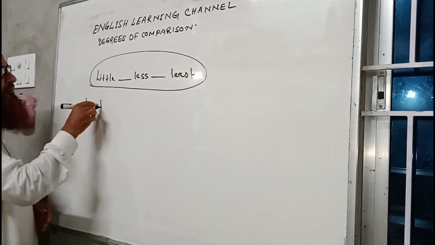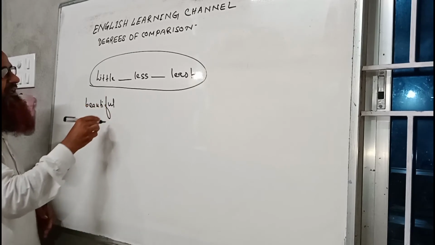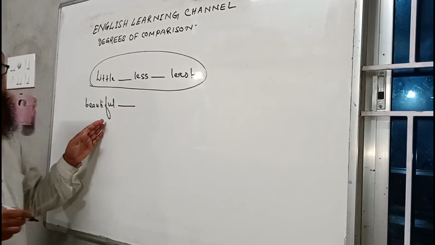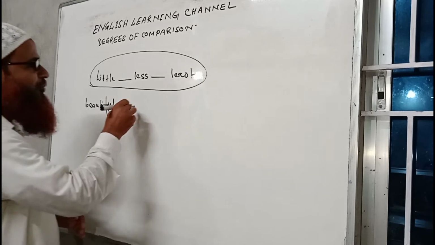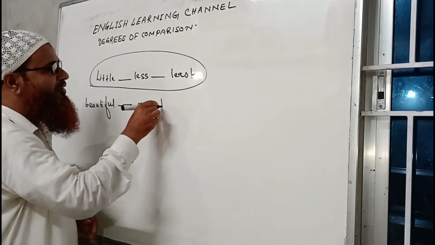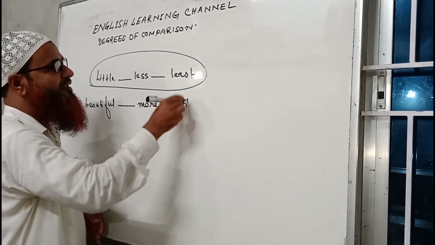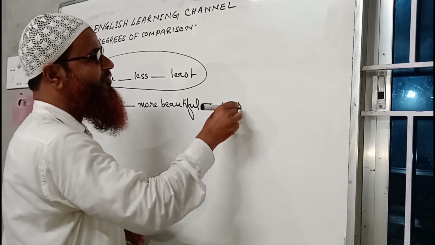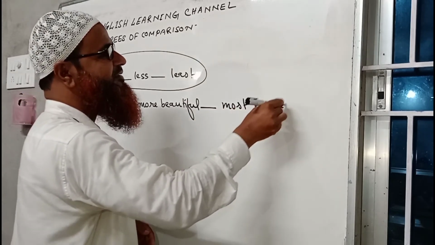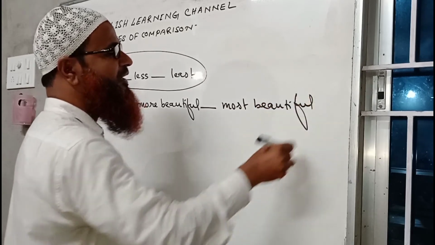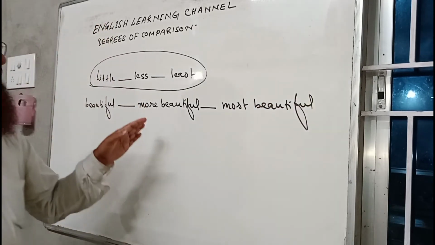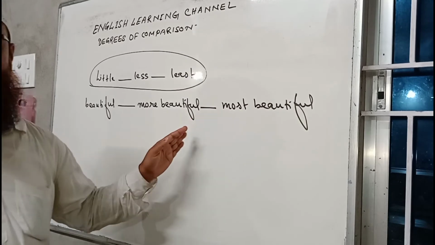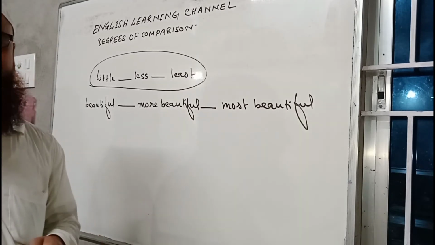So when beautiful is the positive degree, and if we want to write the comparative degree, then we have to write more beautiful. Okay, more beautiful. Then in superlative it will be most beautiful. Okay, in this way there are so many words which will need to put more and most before them to make them comparative and superlative.